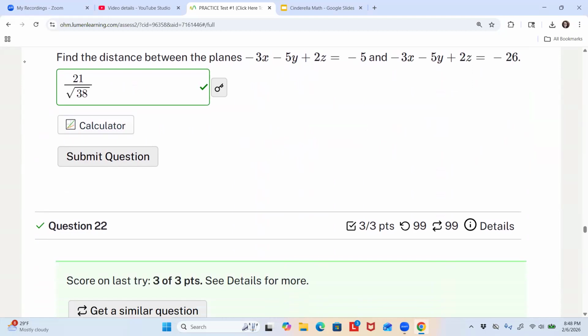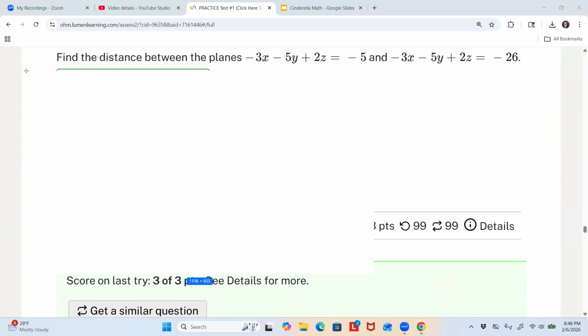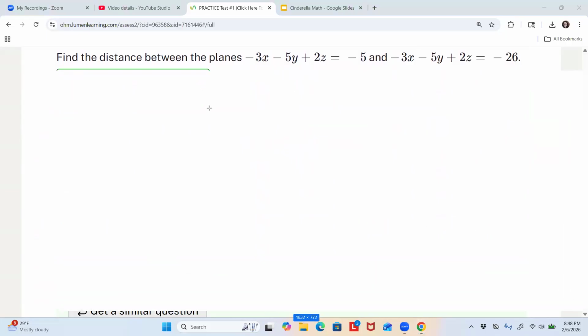And again, I'm not explaining exactly the why behind this. I'm just showing you how to do it. If you want the why, just type that into YouTube, distance between planes, and there's many great videos that'll explain what we're actually doing. I'm just going to show you the mathematical process.